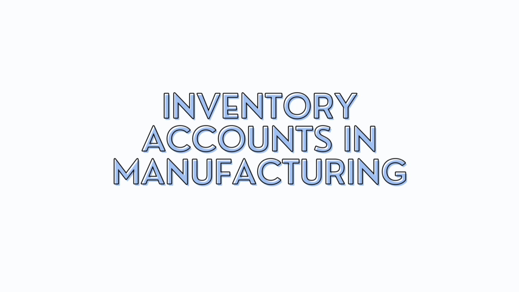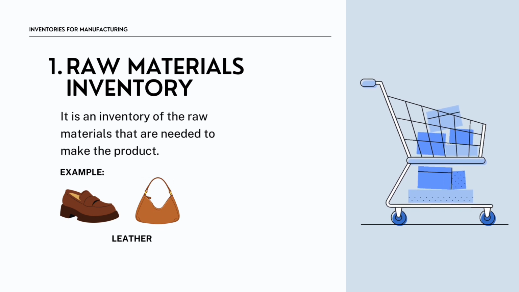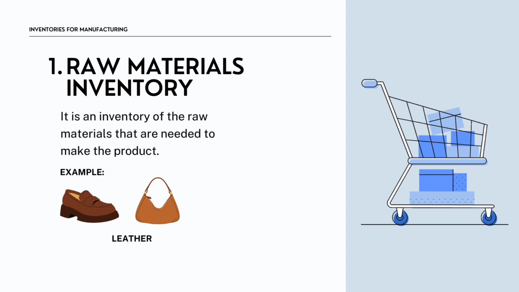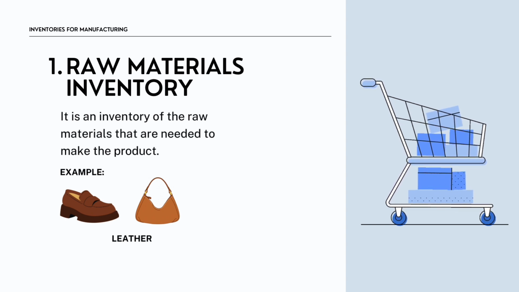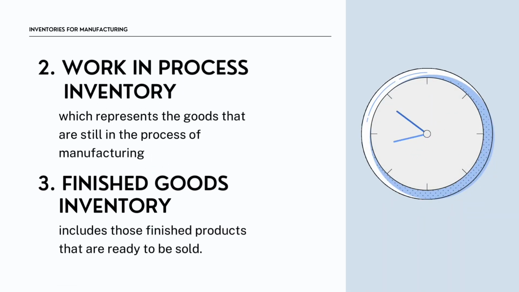Now let us proceed to the inventory accounts in manufacturing. There are four inventory accounts, and the first one is raw materials inventory. From the account name itself, it is an inventory for the raw materials which are needed to make the product, for example, leather to make bags or shoes, textile for clothes. Next is work in process inventory, which represents the goods that are still in the process of manufacturing. Note, still in the process.